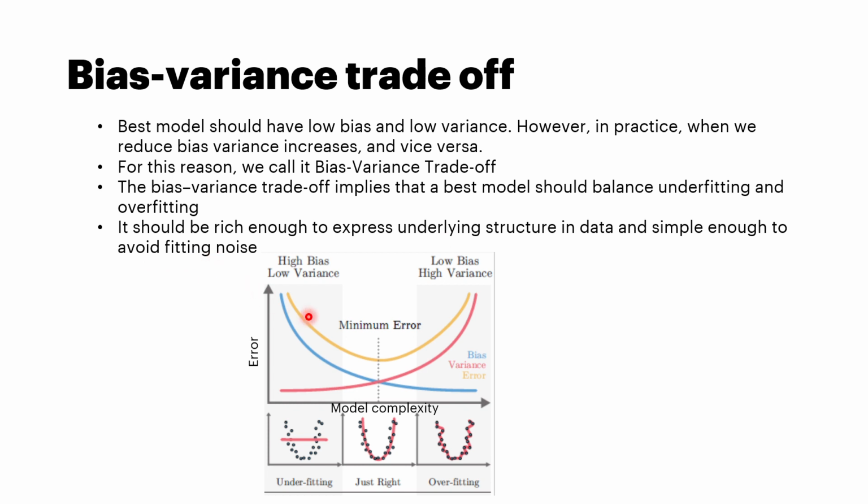As you can see in this graph, as the model complexity increases, the bias error reduces. At the same time, as the model complexity increases, the variance error increases. But at the optimal complexity, we have the minimum error, or the optimum model. Below this point, we have the model underfitting the data. Above this point, we have the model overfitting the data. That's all about the bias variance trade-off.